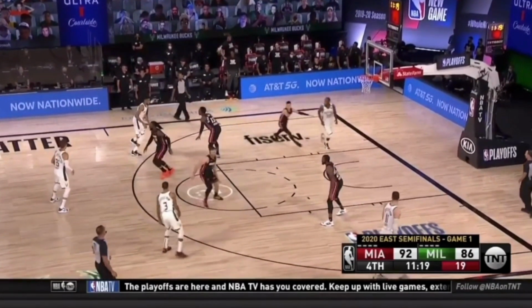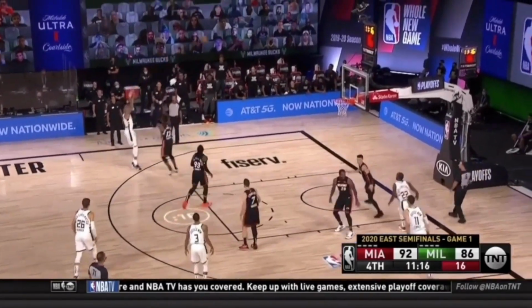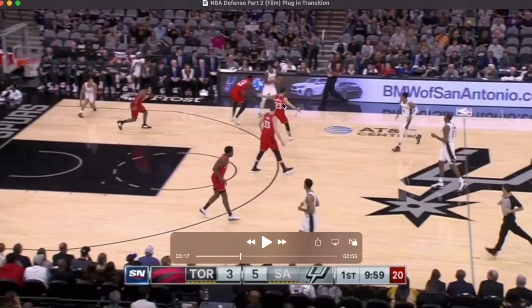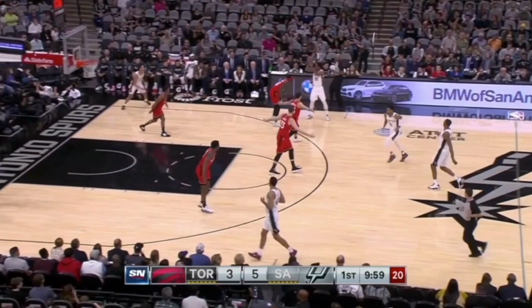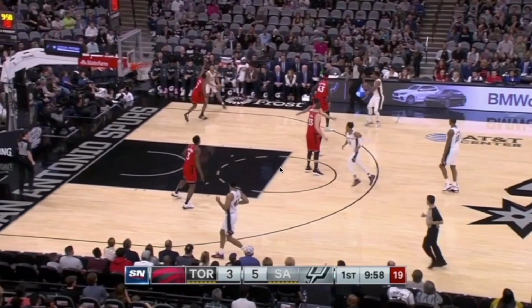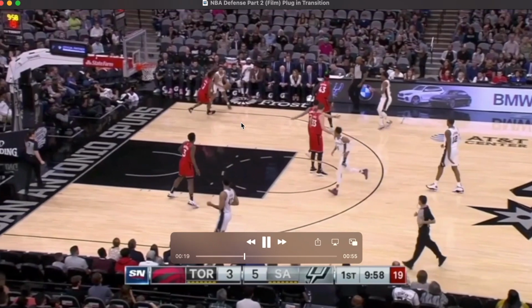They have a lot of bodies plugging in transition, taking away Giannis's ability to drive those gaps. Great contest. Rebound, and that's a stop. Now watch Fred VanVleet right here. He's in the gap, and Gasol's in the gap. Like we talked about in part one, Toronto's really good in this. They're excellent at being at the nail and then taking away any driving lanes by being in the gap.